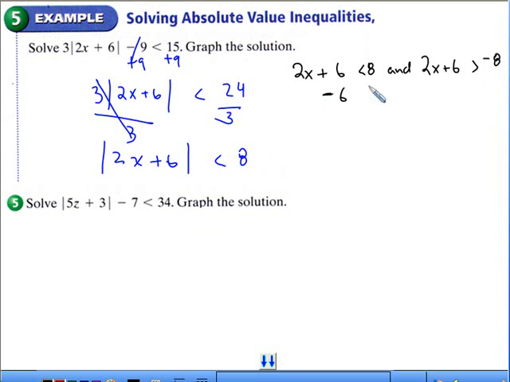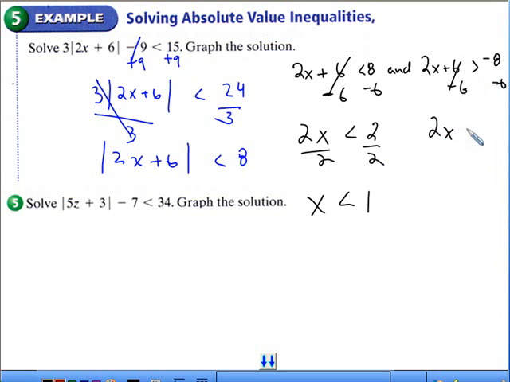So we're going to get 2x is less than 2. Divide by 2. X is less than 1. Minus 6. 2x is greater than negative 14. Divide by 2. X is greater than negative 7. And then let's graph it.